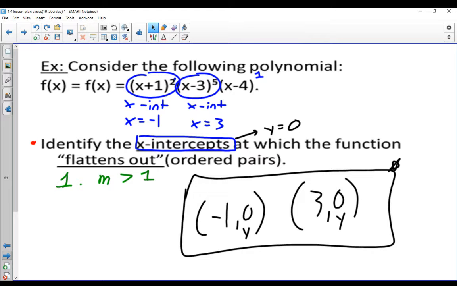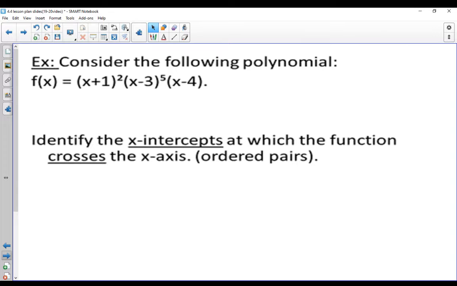All right, moving on to the next one. Again, same equation. Now we are going to do something new. Identify the x-intercepts at which the function crosses the x-axis. Look at your key points. This is key point number 2. Or in other words, we have to look for where our multiplicities are odd.